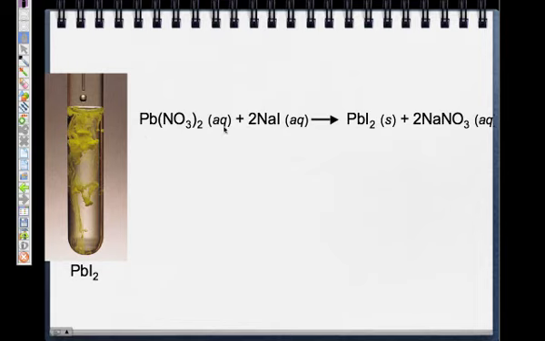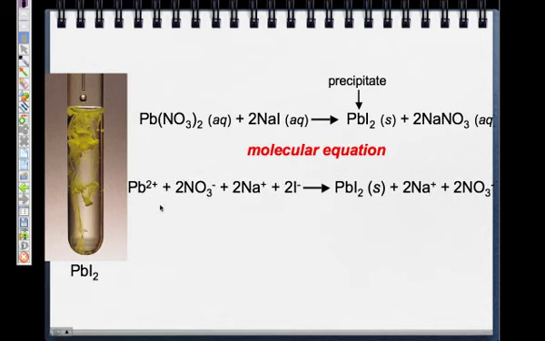They're combining. If you looked on your solubility chart, you'd see that lead iodide is a precipitate that would form. This equation is called the molecular equation. If we want to split everything that is aqueous into ions, we split all these up into ions. Now the solid precipitate, we do not split into ions because it's not dissolved in water. And this is the ionic equation. So what are the spectator ions in this case?